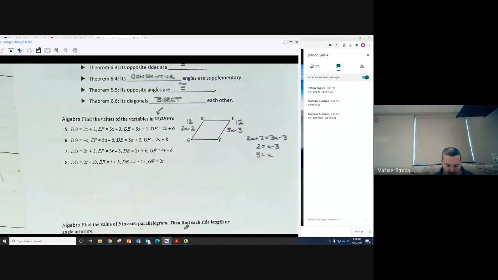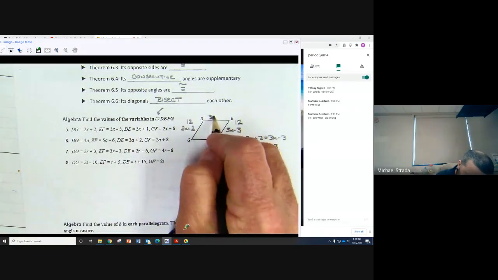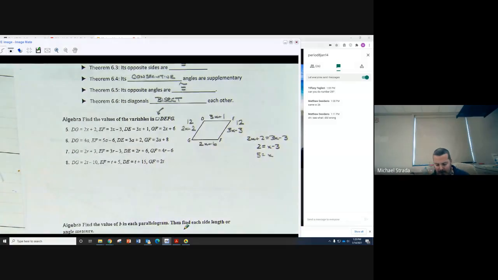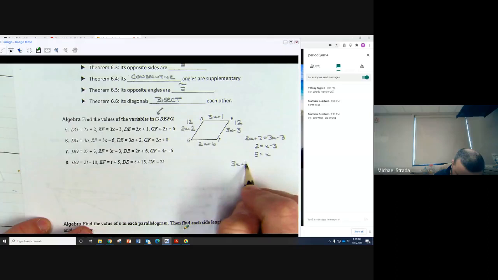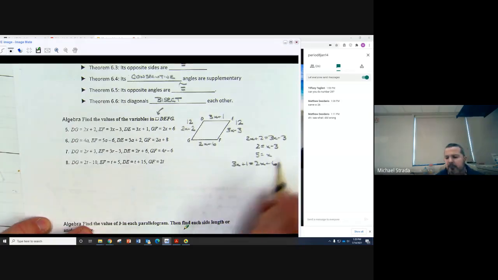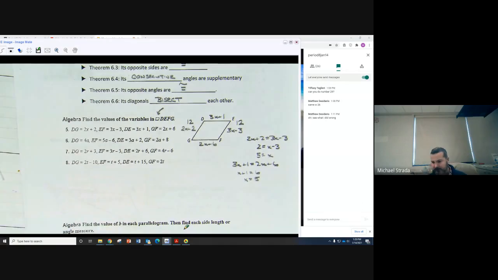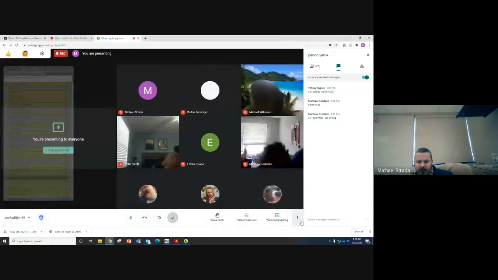The key is identifying the right pair of sides. For example, they also say DE is 3x plus 1, and GF is 2x plus 6. You can't just set any variable expressions equal to each other. It's got to be the correct one. If we had used that one, 3x plus 1 equals 2x plus 6. Bring the 2x over. X plus 1 equals 6. And we get the same answer. All right, so using that same line of thinking, please work on number 7.